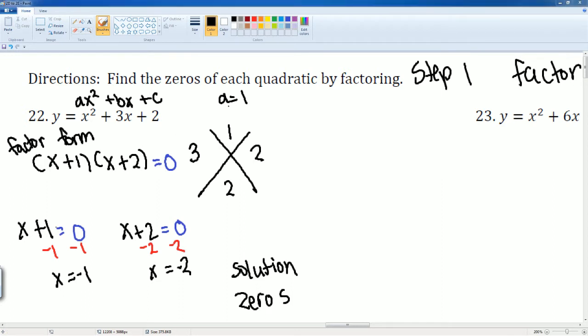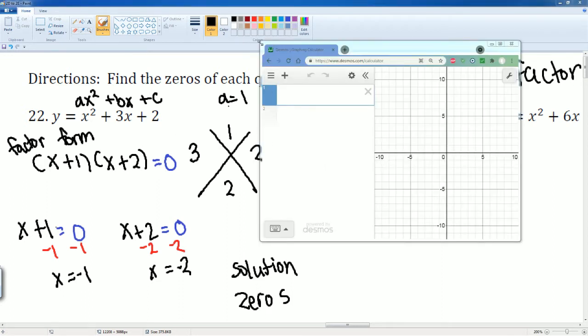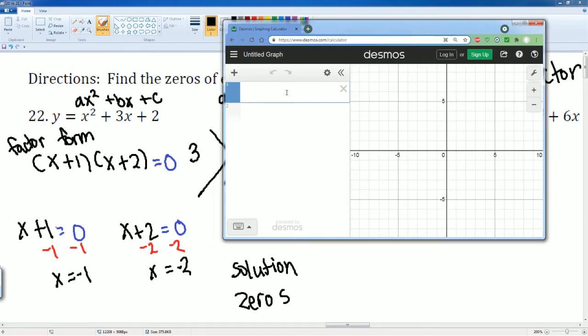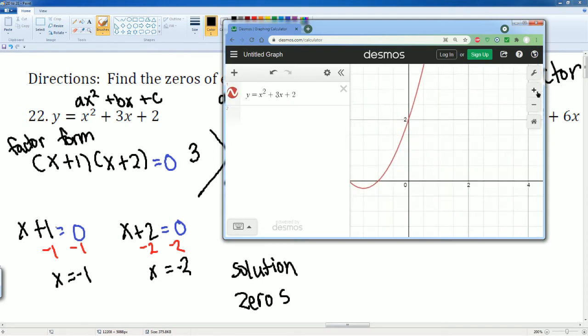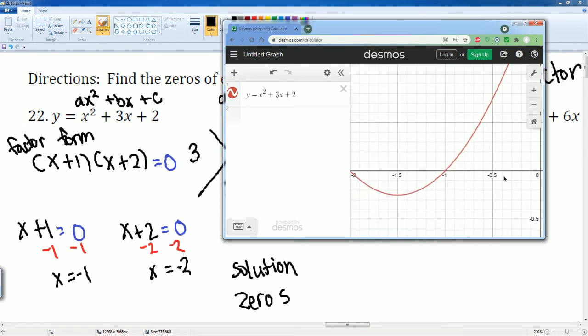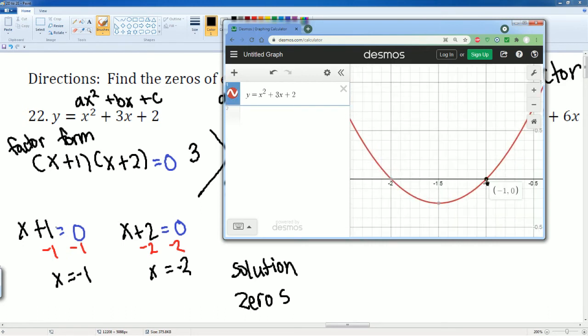Let me now show you something. If you go to Desmos, to find a zero visually, you just graph it. So we can graph y is equal to x squared plus 3x plus 2. Notice that we can zoom in. The x-intercepts here are negative 1 and negative 2. Do you see how that matches? Your solutions, your zeros, are also referred to as the x values of your x-intercepts. That is the best way to double check your work.